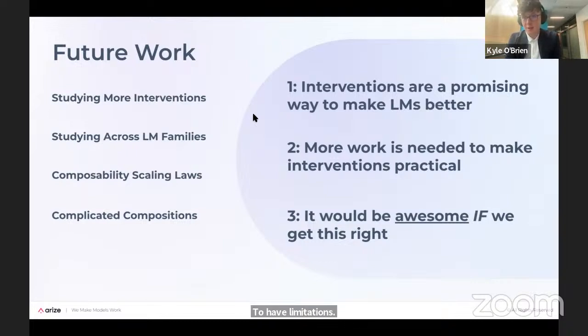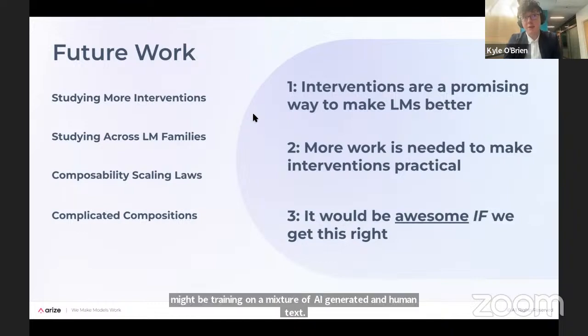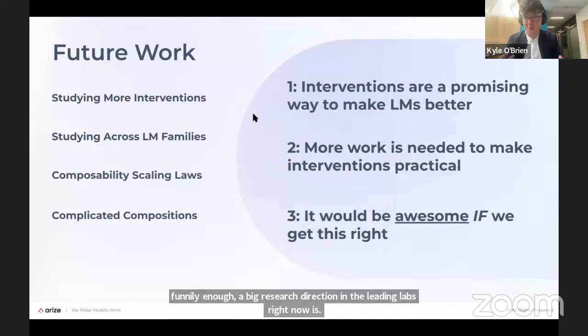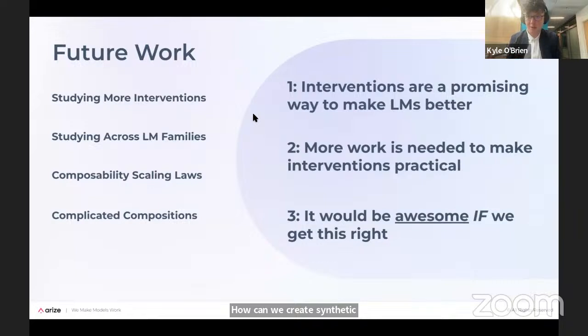On that note about the recursive training and collapse, without being an expert on it, my sense is that it's still an open question, since you might be training on a mixture of AI-generated and human text. And funnily enough, a big research direction in the leading labs right now is how can we create synthetic data? We're running out of data on the internet. How can we create new data using an AI to train another AI on that?